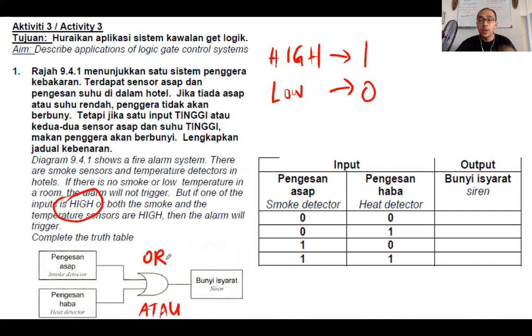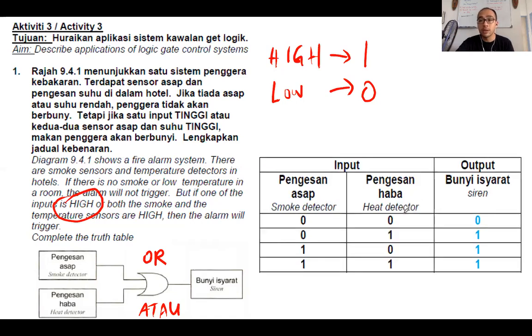So for the OR gate, you have to remember, okay, what's the function of the OR gate? The OR gate is a combination: if one of the inputs is on, the output will be on. So let's take a look at the truth table. If it is 0, 0, no smoke, no heat, then it will be 0.